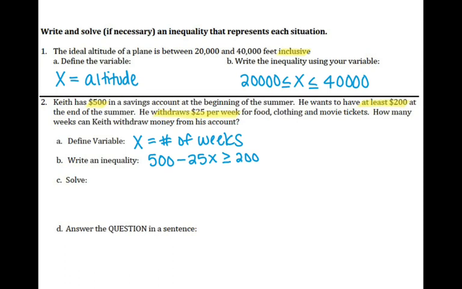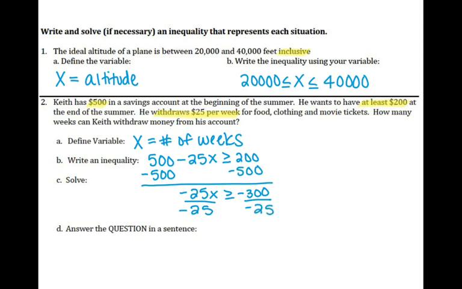And now that we have the inequality, we can go ahead and solve. I'm going to start by subtracting 500 from both sides. That gives me negative 25x is greater than or equal to negative 300. And divide both sides by negative 25. Now, since we are dividing by a negative, we are going to have to flip our inequality. So this becomes x is less than or equal to negative 300 divided by negative 25, which is a positive 12. So that means he can withdraw money for at most 12 weeks.